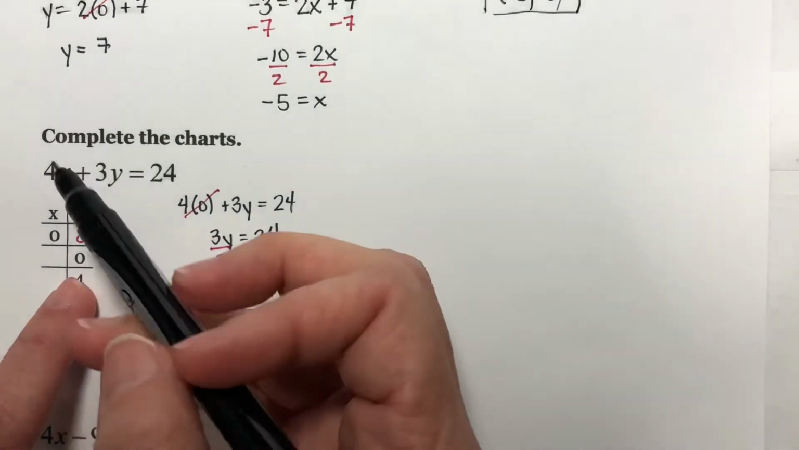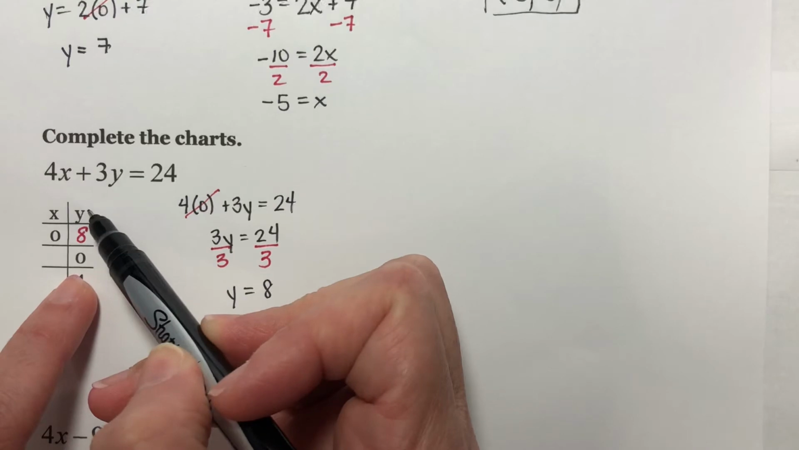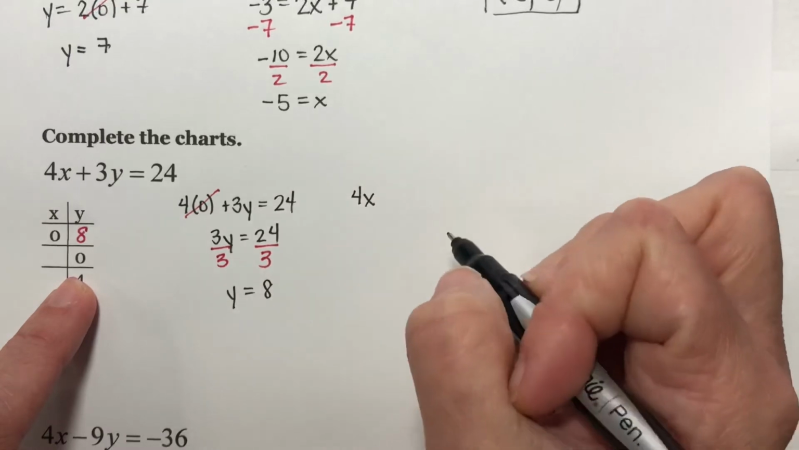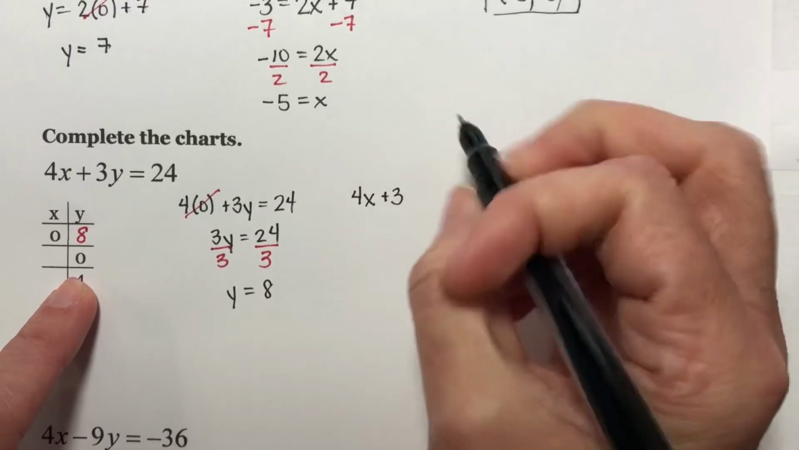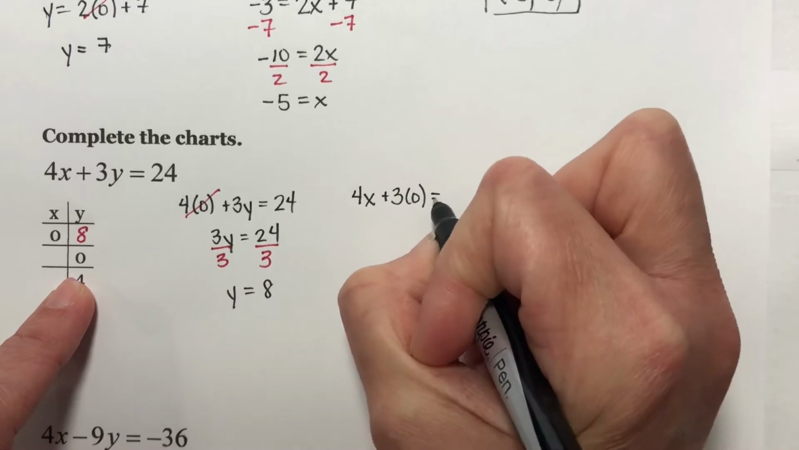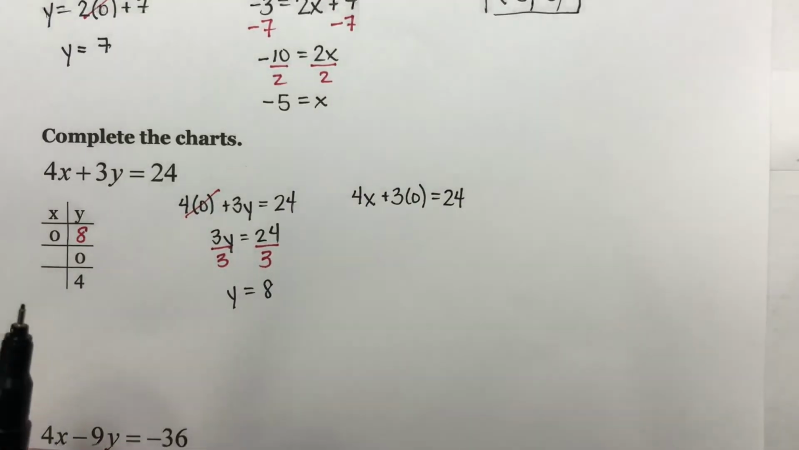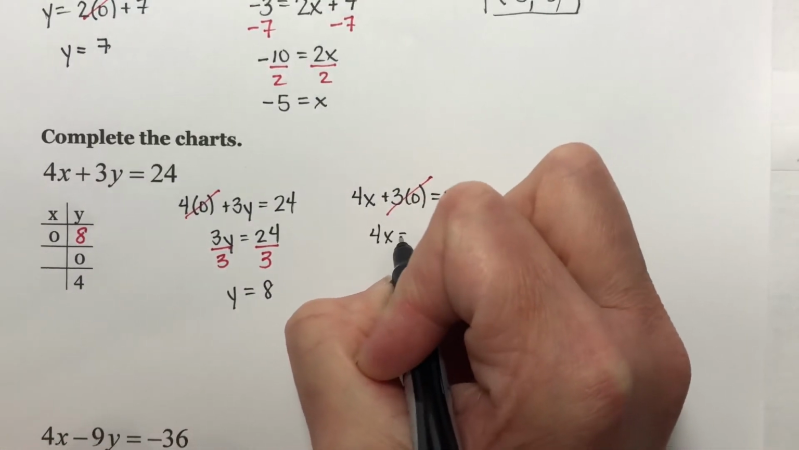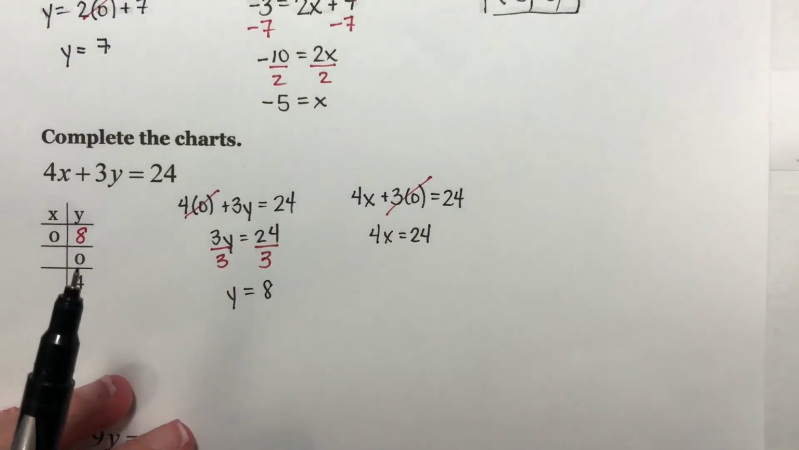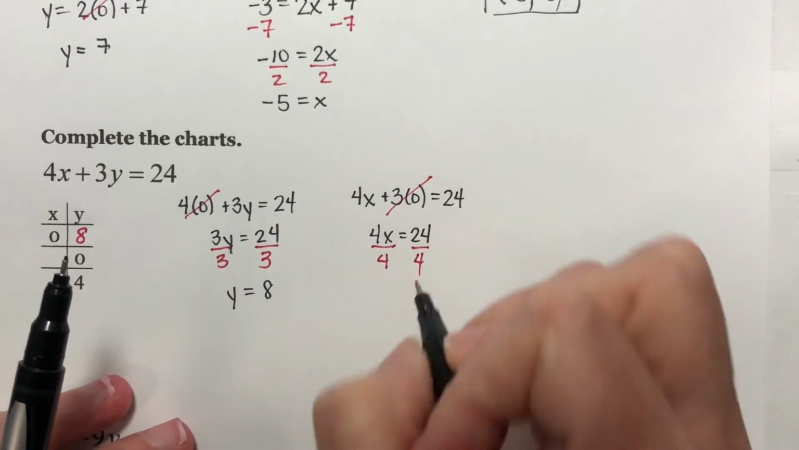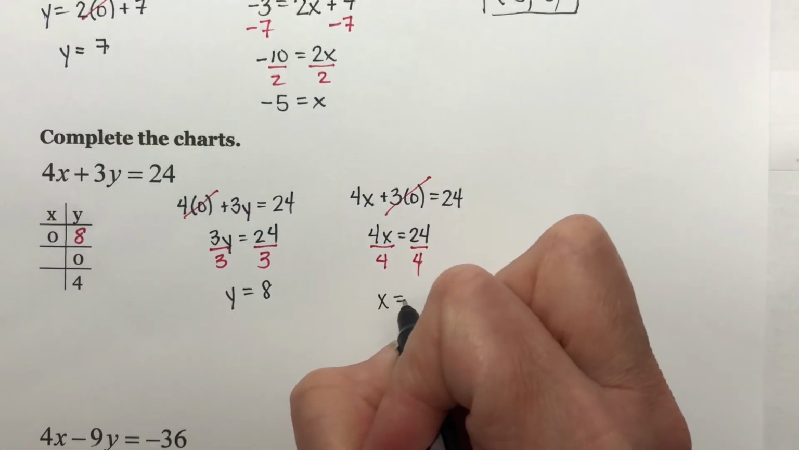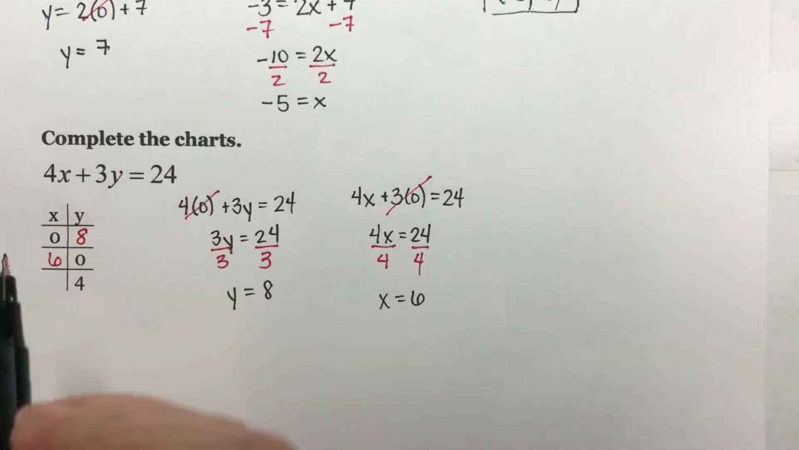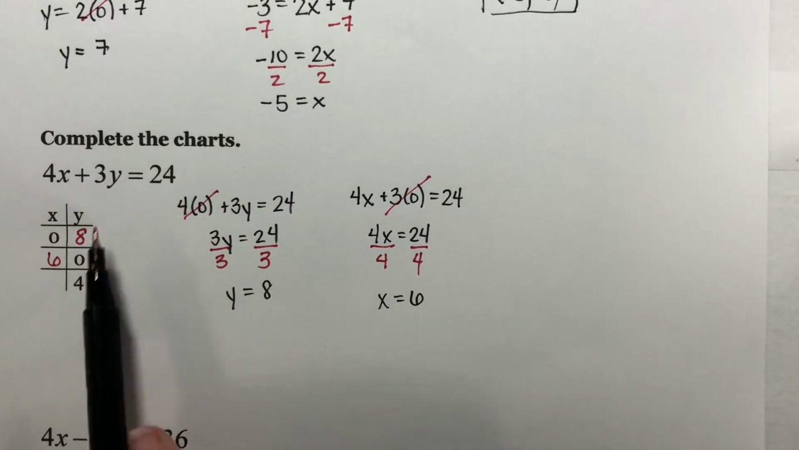For the second problem, we are being asked to plug in 0 for y, and we want to find the x value. So I have 4 times x, since I don't know x, plus 3 times y, and y is 0, and that equals 24. 3 times 0 is 0, so that just goes away, and I have 4x is equal to 24. Divide both sides by 4, and I get that x must equal 6. So in this position, I need a 6. If x is 6 and y is 0, we get something that is true.